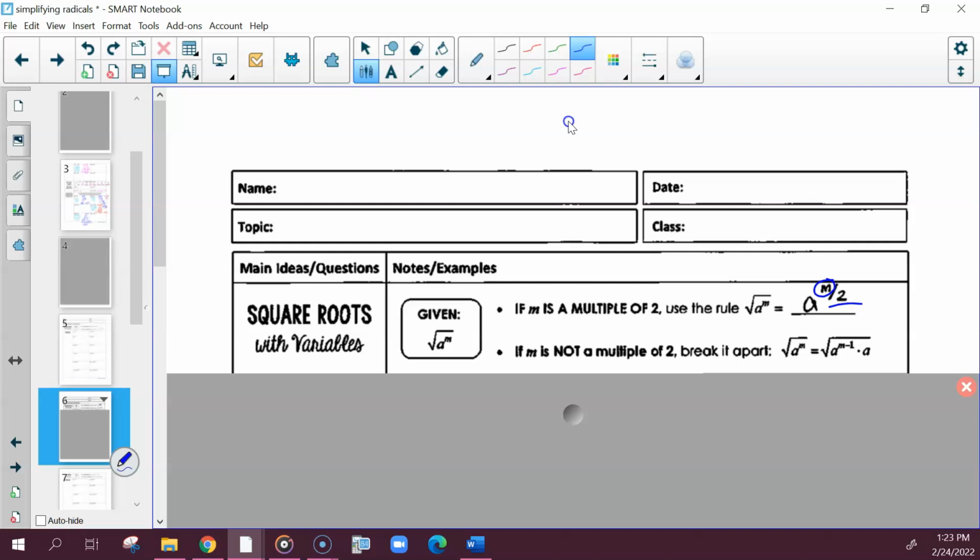The problem is if it's not a multiple of 2. Now this right here looks weird, so I'm going to talk through it. But if we don't, we're going to break it apart. So whatever this is, subtract 1. So let's say it's not a multiple of 2, it's some odd number. Let's say it's 3. Subtract 1. So now it's at 2.